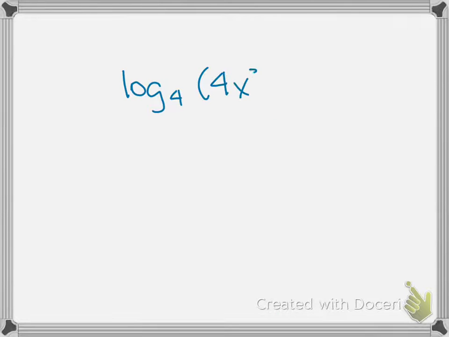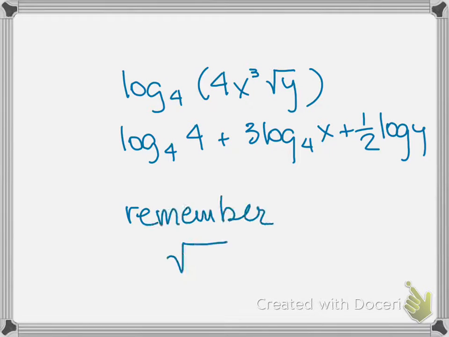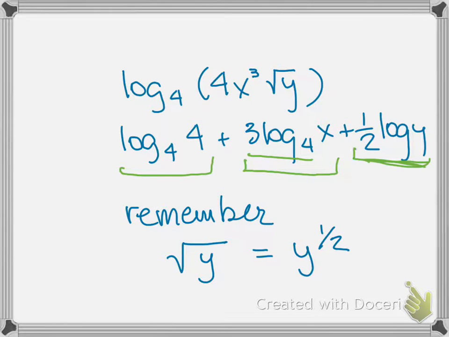The log base 4 of 4x cubed square root x is going to be the sum of 3 different logs. Notice that the 3 comes down only for the x. Remember that the square root is the same as the 1/2 power. And so we break it down into 3 parts.